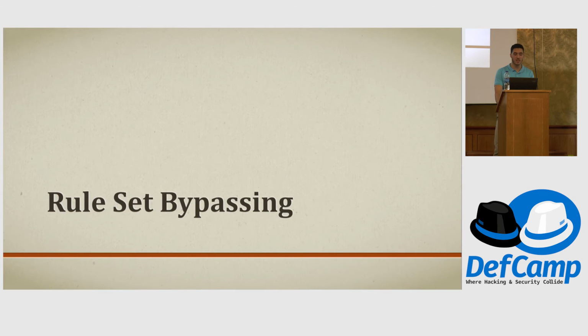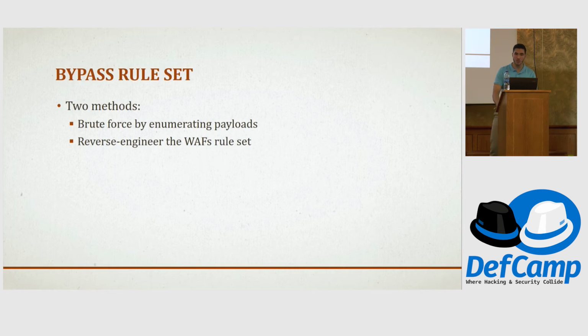Okay, coming to the last category, which is rule set bypassing. In rule set bypassing, we have 2 methods. The first one is a brute force method, where we just try different payloads and hope that one of our payloads gets through the WAF. This is a very simple approach and probably not the best one.